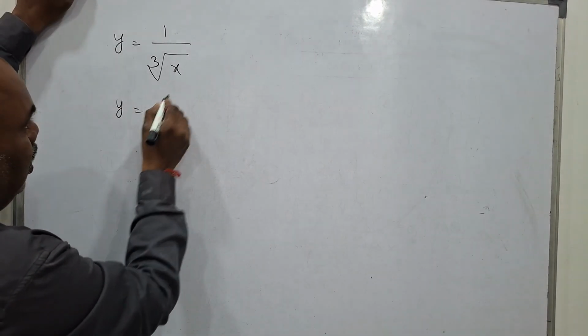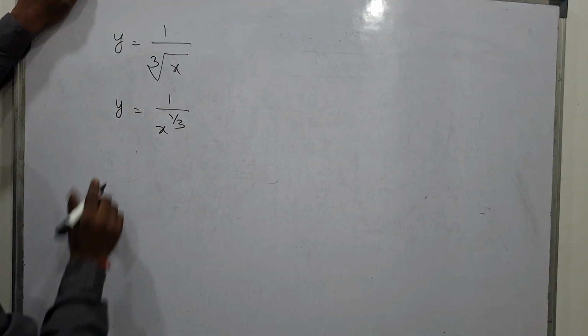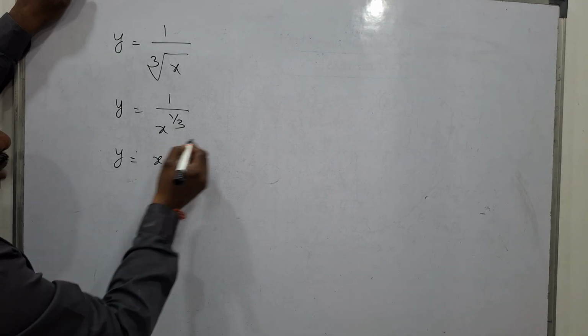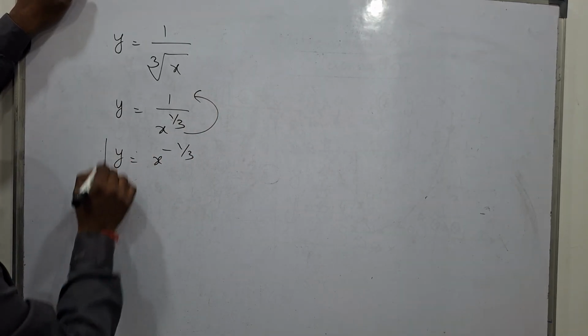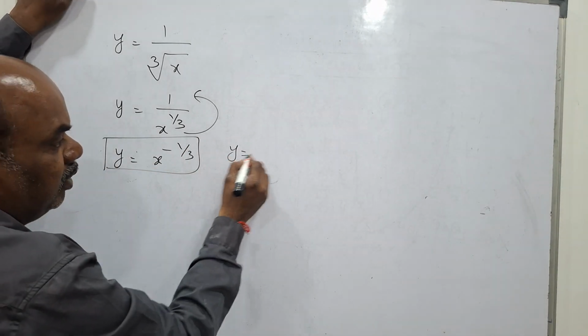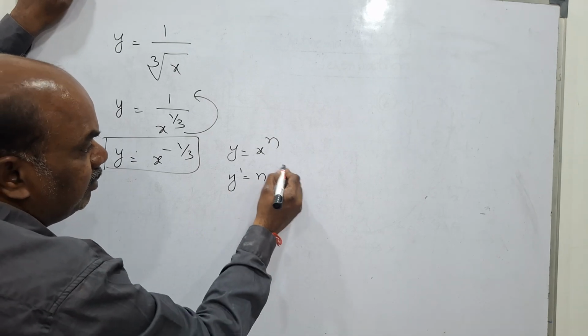So y is equal to 1 by cube root of x, which you can write as x power 1 by 3 in the denominator. Y is equal to x power 1 by 3; bring it into the numerator: x power minus 1 by 3. This is in the form y is equal to x power n. What is the differentiation? Y dash is equal to n into x power n minus 1.